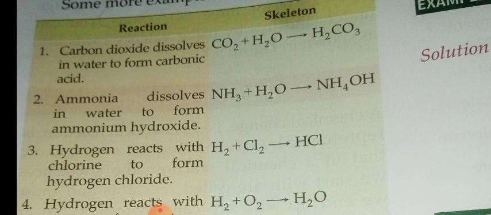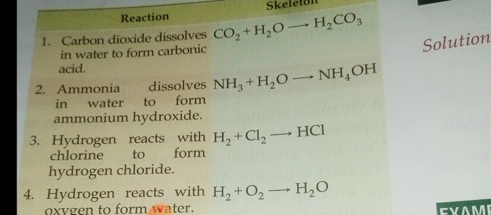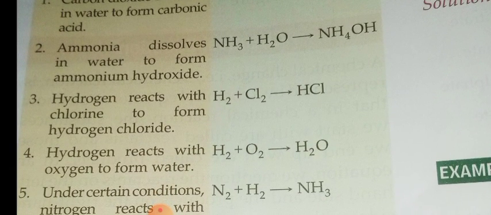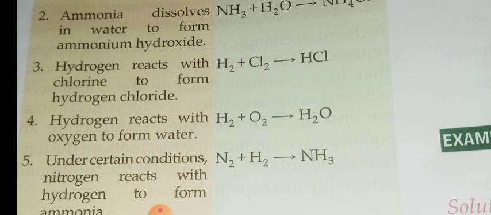First one, for example: carbon dioxide dissolves in water to form carbonic acid. That is carbon dioxide, CO2, we know the formula, plus water, H2O, gives carbonic acid, H2CO3. This is the skeleton formula of the concerned reaction. The next one is ammonia dissolves in water to form ammonium hydroxide. Ammonia NH3, water H2O, the product is ammonium hydroxide, NH4OH.